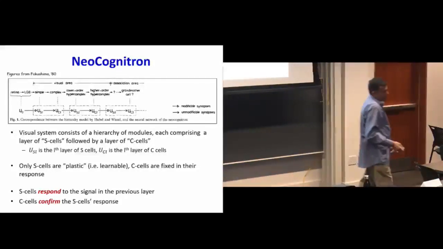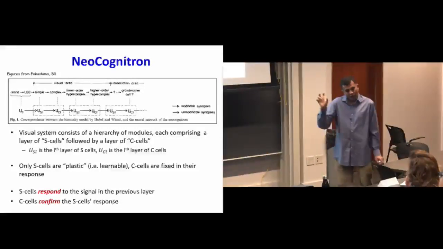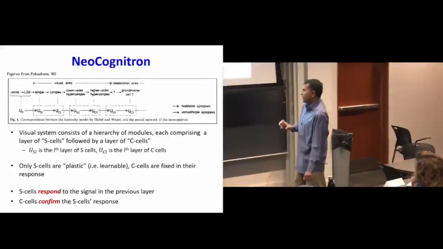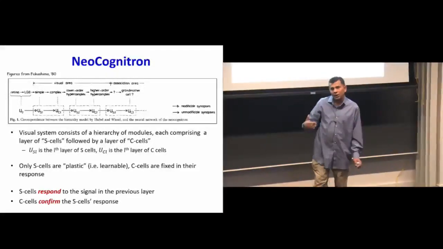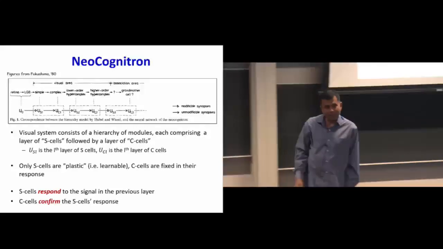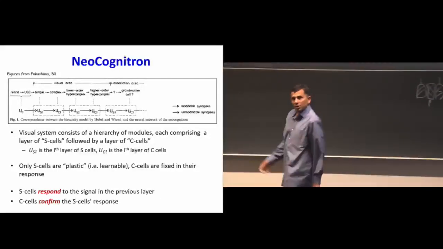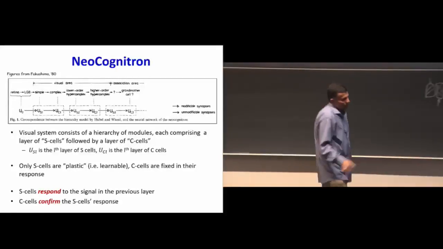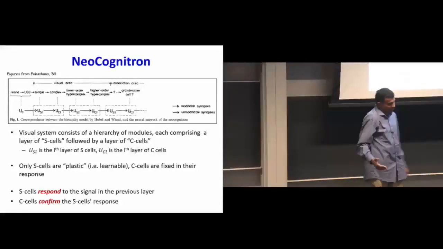And the S and C cells occur as combined units. Now, in each group, only the S cells are plastic. Only the S cells actually learn. The response of the C cells is fixed. So the S cells respond to this, and the way they are connected, each layer of S cells responds to the output of the C cells in the previous layer.